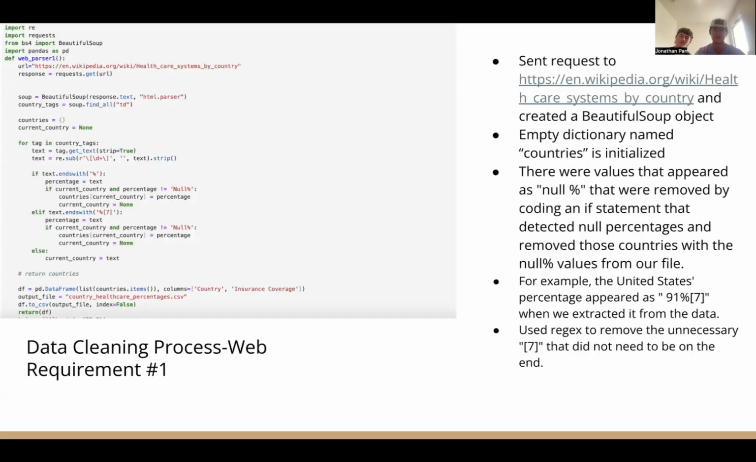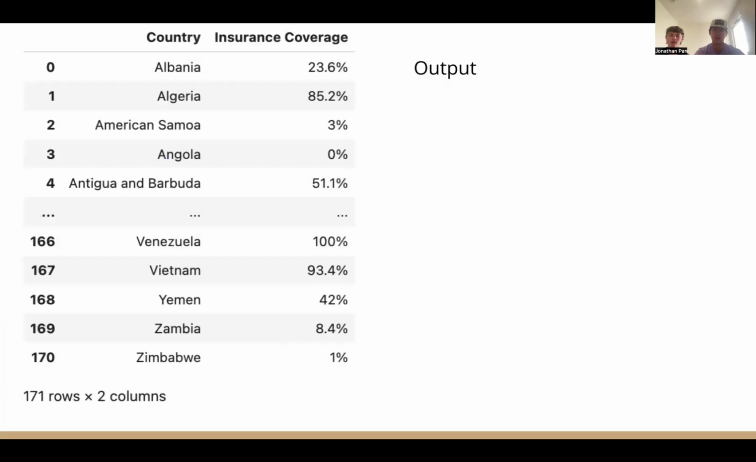For the data cleaning process for web requirement 1, we sent a request to Wikipedia and created a Beautiful Soup object. This created an empty dictionary for country. Then from there, there were some null % values, so we had to remove those null % values from the different statements on the insurance coverage. There were also some values that had a hyperlink shown as like a boxed in 7, so we had to remove that so then we could only pull out the insurance coverage and put that into our data set. To do that, we used regex and it ended up working out. And this is our output.